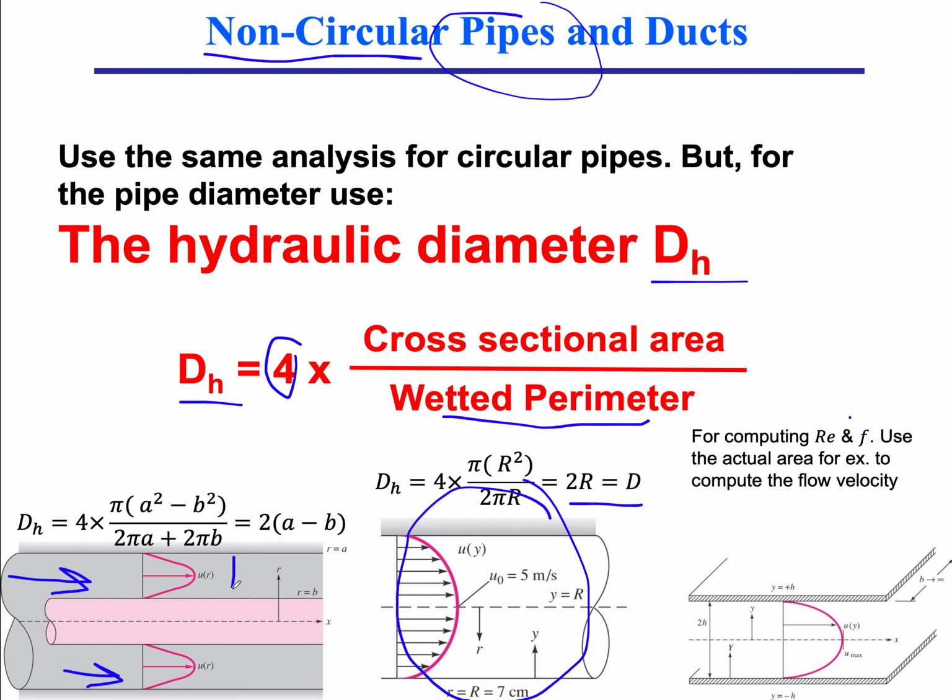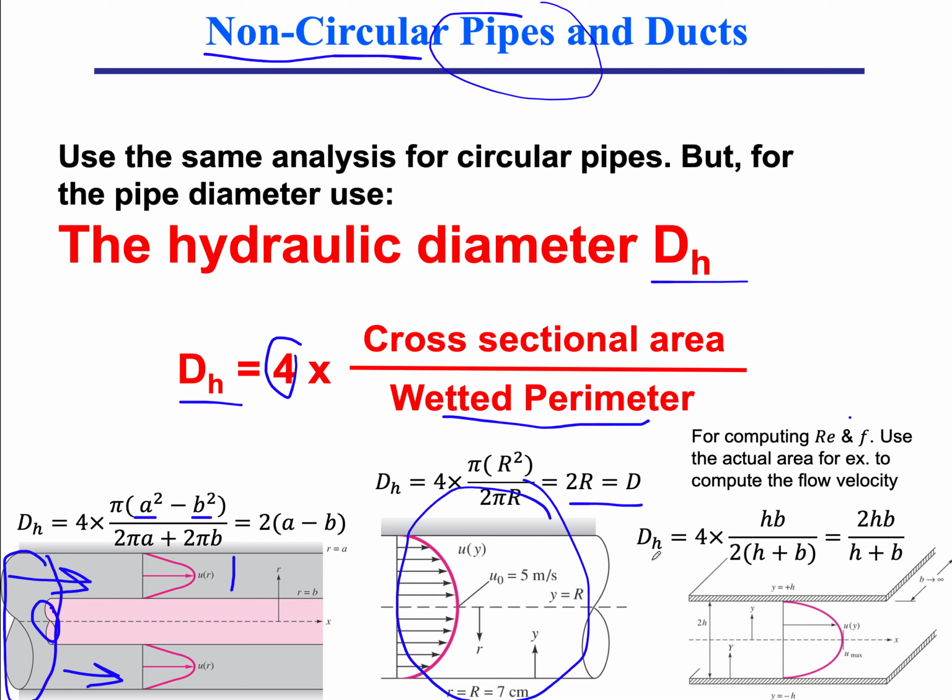So this area plus this area, so pi r1 squared minus pi r2 squared. And the wetted perimeter is the first circle and the second circle. So the length of this circle over here plus the length of this circle over here. And you get 2a minus b.